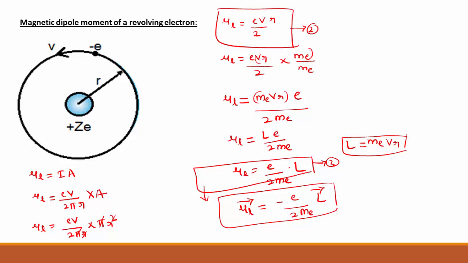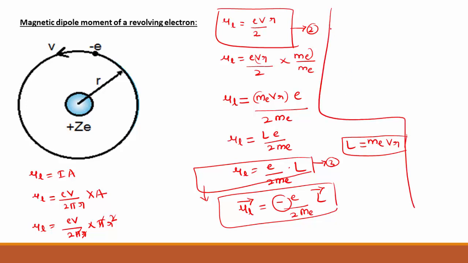In this equation, the negative sign indicates that the angular momentum of the electron is opposite in direction to the magnetic moment. If the charge is positive, then the angular momentum and the magnetic moment are in the same direction.